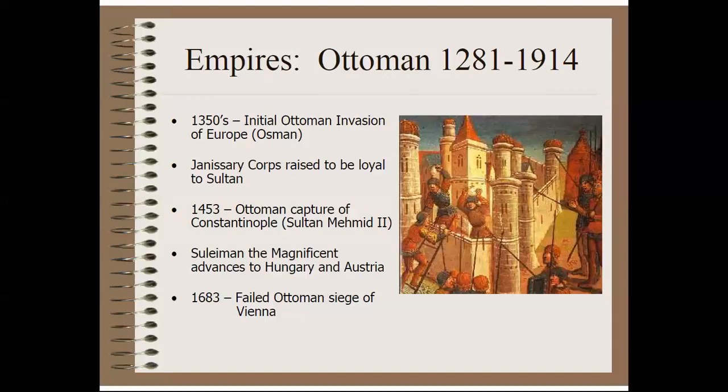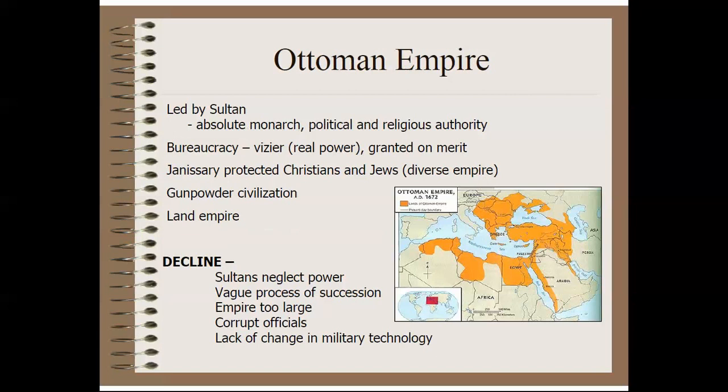The most famous Ottoman emperor is Suleiman the Magnificent, who actually advances into Eastern and Central Europe. In 1683, the Ottomans try to capture Vienna, Austria, again, and they fail. And this really starts the slow, painful decline of the Ottoman Empire, which is going to last for the next 250 years. The Ottoman Empire will be led by the Sultan. He was an absolute monarch. He had his own harem of women and all that bad stuff. They did have a bureaucracy, a vizier, who was chosen on merit, and the vizier was the one that really had the power in the Ottoman Empire.